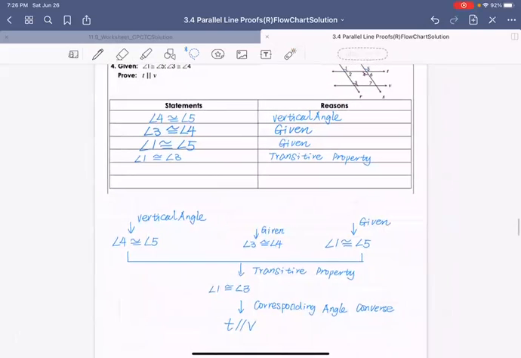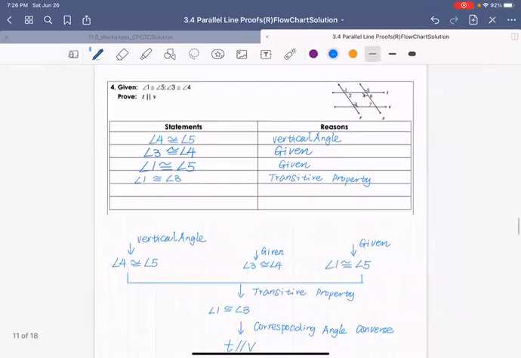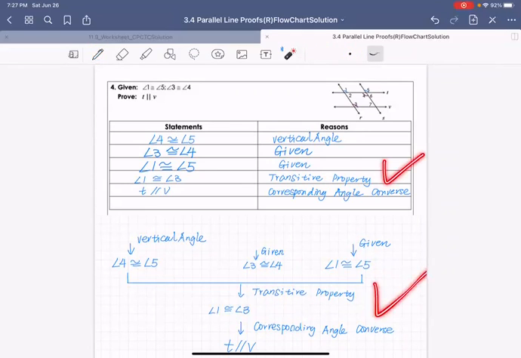Next, we can just say T and V is parallel because angle 1 and angle 3 are congruent. This is the corresponding angle converse. Does this make sense now? Okay. Do you like the flowchart or the two-column proof?